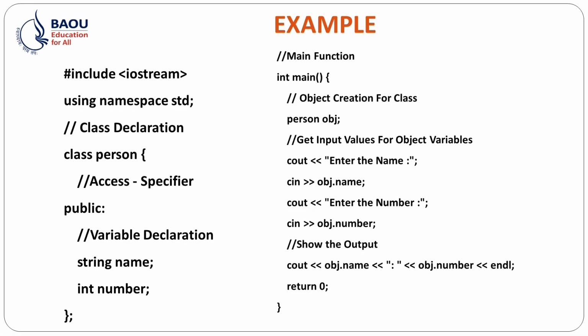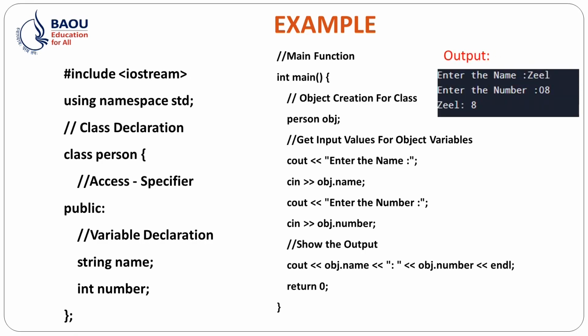So when I compile this program, what I get as output is: enter the name Zeel, enter the number 08, and when I try to print all the things, I get Zeel and 8. I hope you get the idea how class and object work.